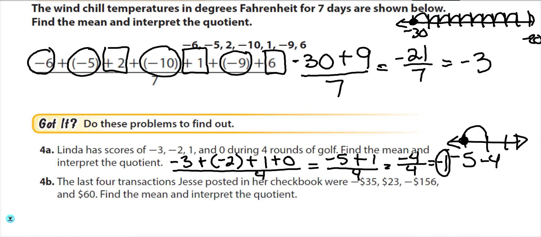Now we're supposed to interpret the quotient. Oh, it looks like I forgot to do that up at the top, so let me jump back here. So this meant negative 3 degrees Fahrenheit. There we go, sorry. And then this one would be a score of negative 1, I guess.